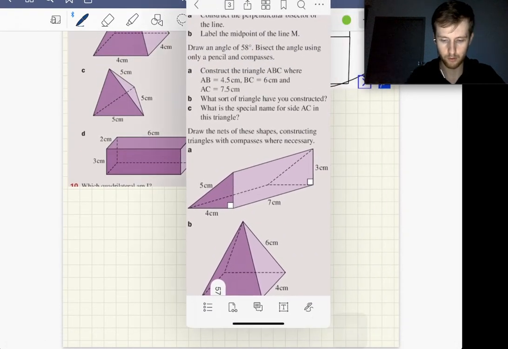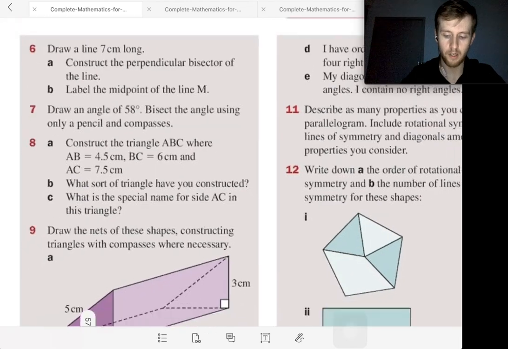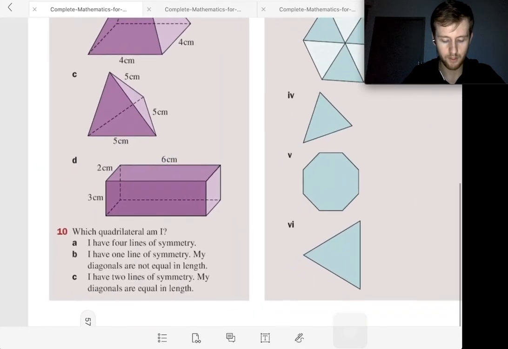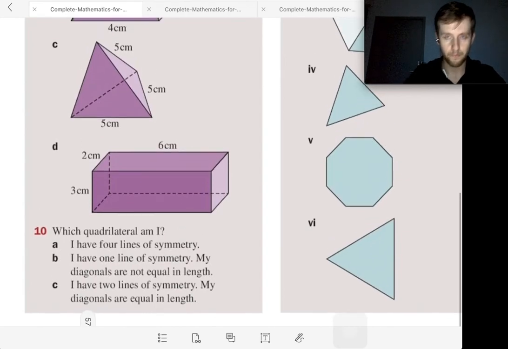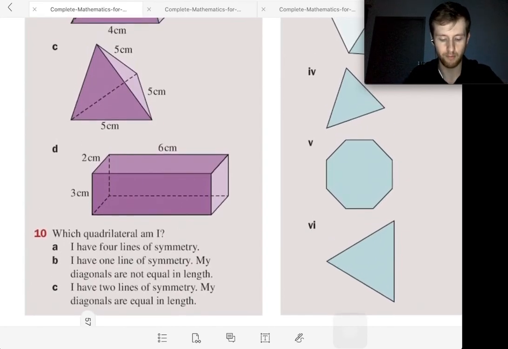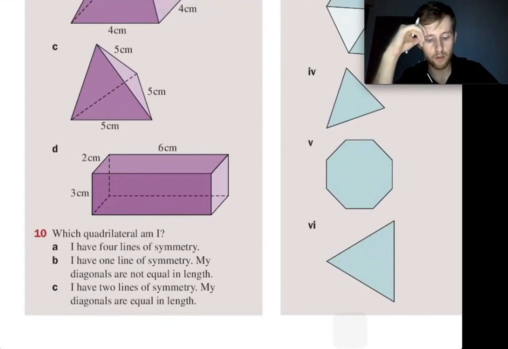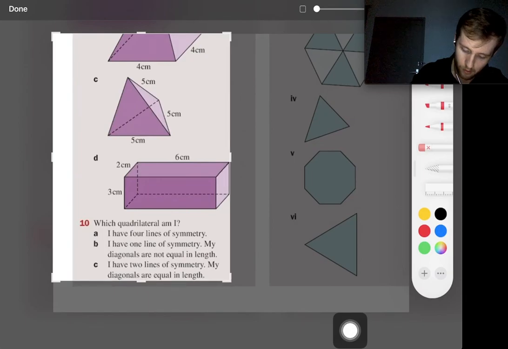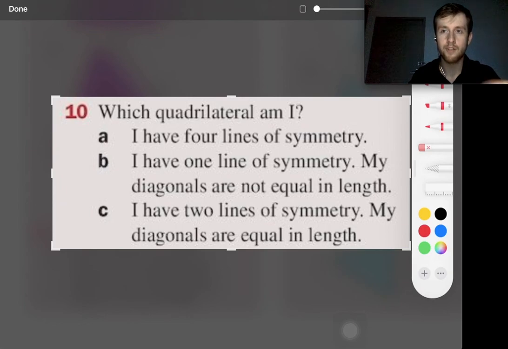Let me make it full screen. Finally. Okay, oh, this is a good question. I've seen this question in IGCSE papers. Somehow it also made its way to checkpoint books, which is the books we are studying right now. Interesting. So which quadrilateral am I? I have 4 lines of symmetry. I think I'm going to copy this question and let's do it together. Which quadrilateral am I? Again, a quadrilateral is a shape which has 4 sides.